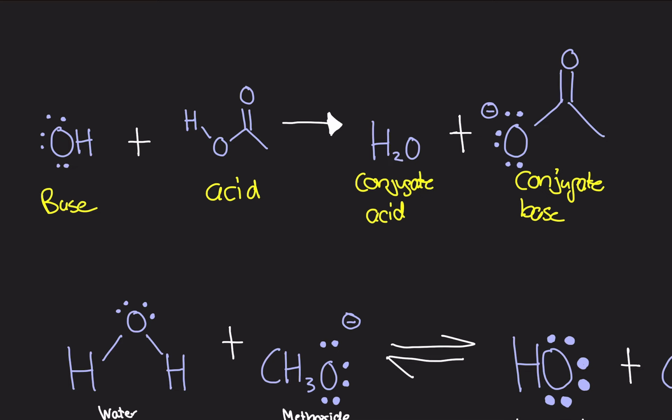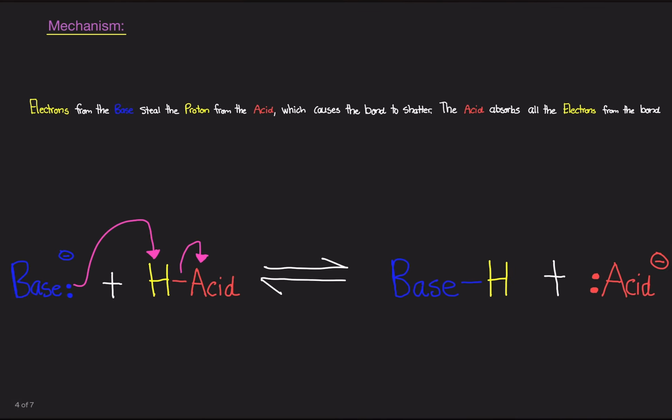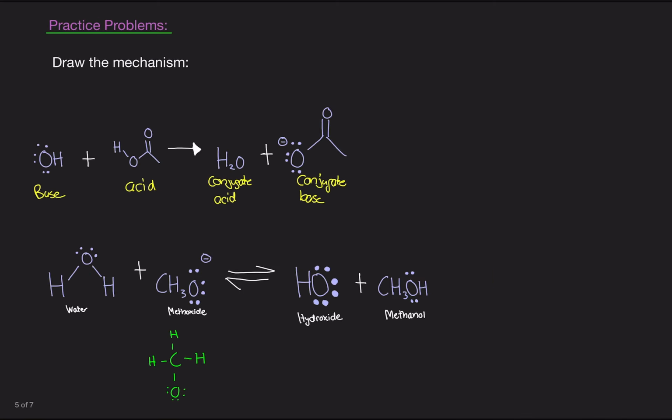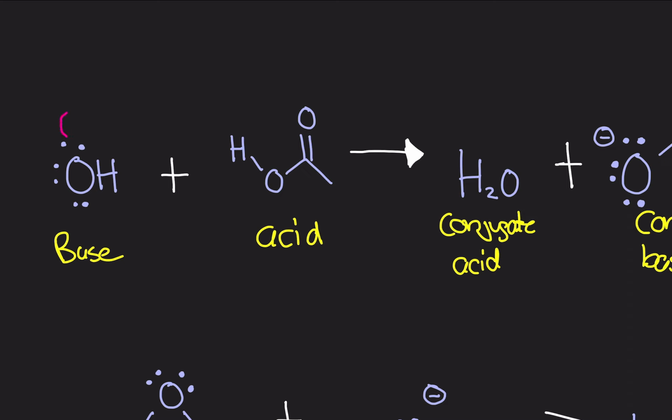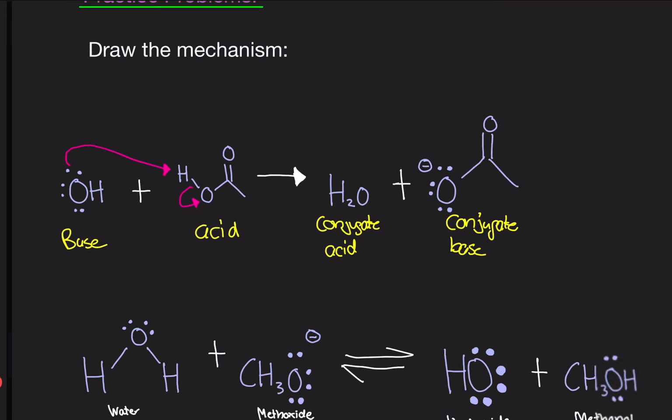So let's draw the mechanism now. The mechanism goes as follows, right? The base, the lone pair from the base, attacks the proton on the acid, and then the bond breaks. So let's do that. So the lone pair from the oxygen, that's the base, attacks the proton to steal it. Then the bond breaks, and the rest of the electrons go to the nearest atom it can find, which is oxygen here. And that's the mechanism.